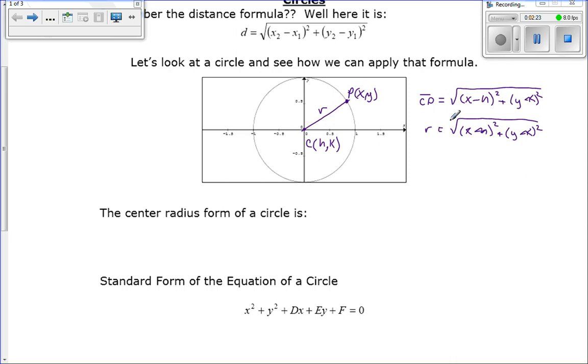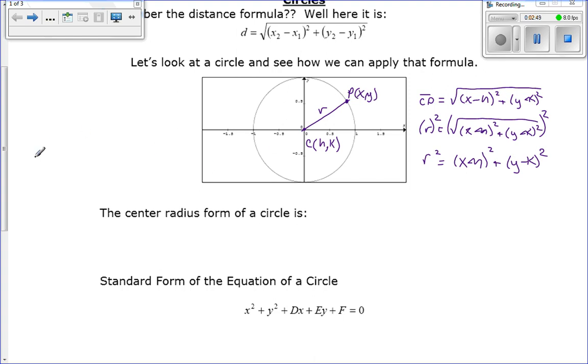And then if I want to get rid of the radical, all I have to do is square both sides. So we'll have r squared equals (x minus h) squared plus (y minus k) squared. So if you ever wondered where the equation of a circle came from, that is where it is.